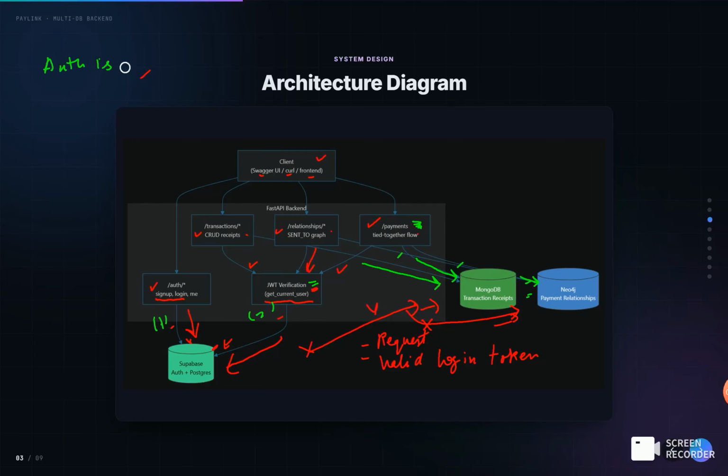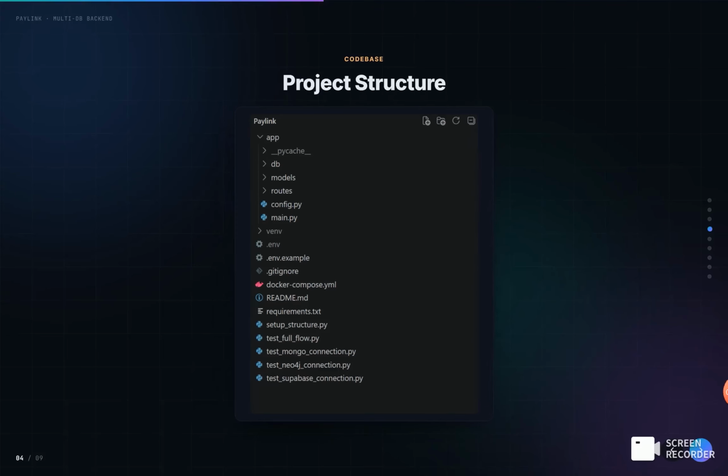For now, the one sentence summary of this entire diagram is: auth is open. Everything else needs a verified login. And only one endpoint touches two databases at once.